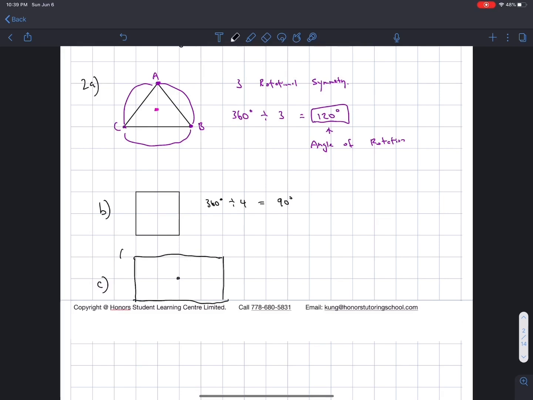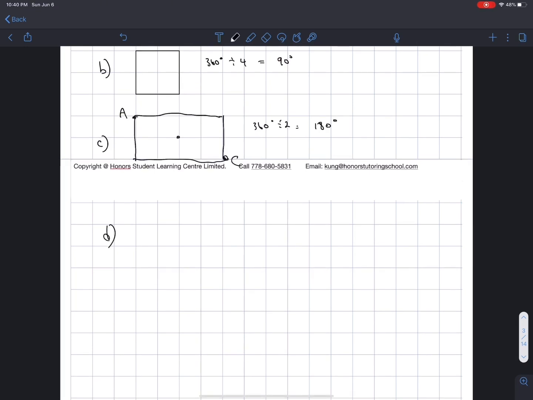So that's the center of rotation. If you rotate it, the first time that it will fit back onto itself is going to be at C. And then if you rotate it one more time, it will be back to A. So you can only really do it 2 times. So the smallest angle of rotation is going to be 180.